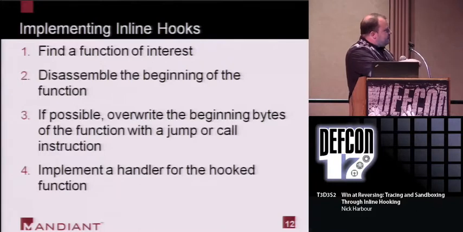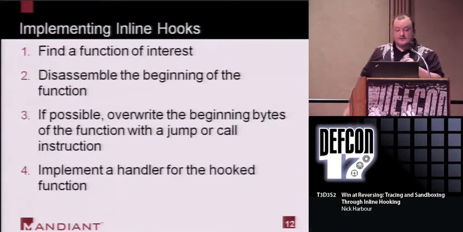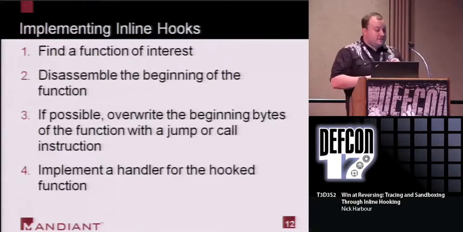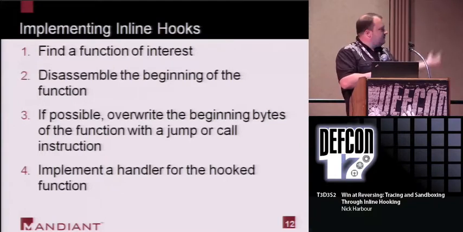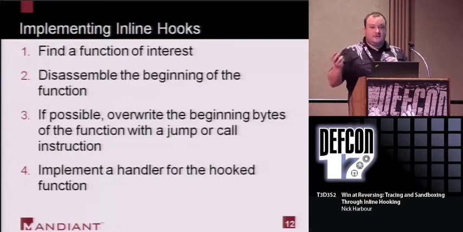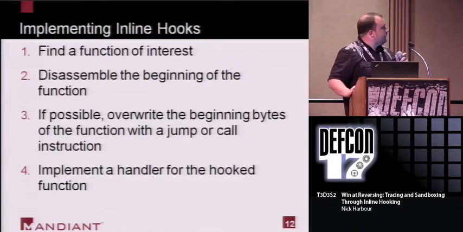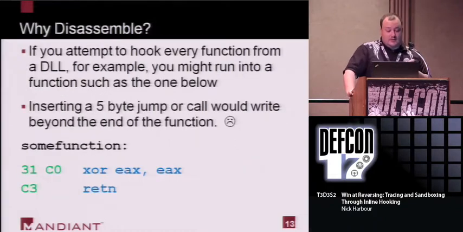We disassemble. If possible, we overwrite the beginning bytes of the function with a jump or a call instruction. And the jump or call instruction that we write at the very beginning of the function points to our own block of code that's loaded into the process somewhere.